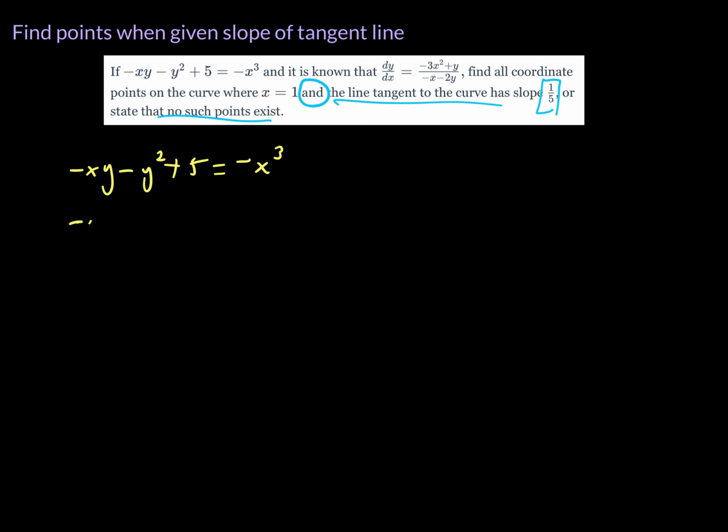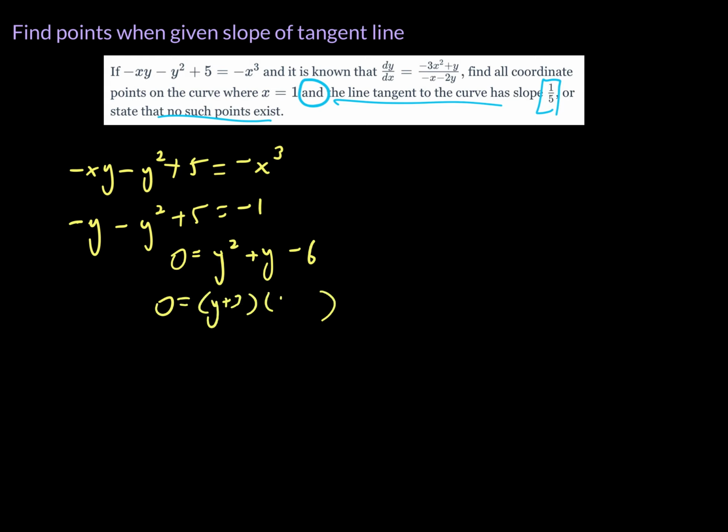So that would be negative y minus y squared plus 5, and the x is 1, so that would be -1. This is a quadratic, so I like to keep my y squared positive, so I'm going to move that over, and then if I subtract the 5, we get that. You know how to factor these, I hope. We need a y plus 3 and a y minus 2. When you set them equal to 0, we get two y values: y equals -3 and y equals 2, which means when x is 1, you can have the point (1, -3), and you also have the point (1, 2). There's two coordinates on there.